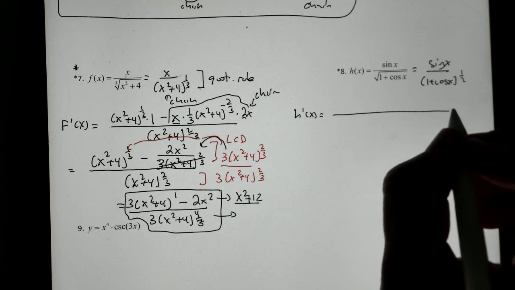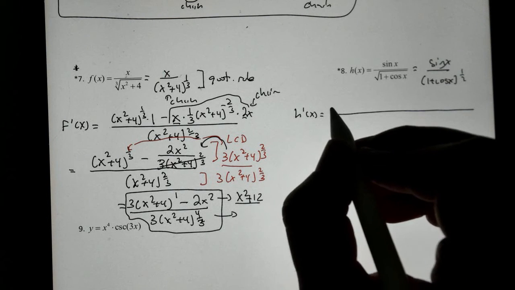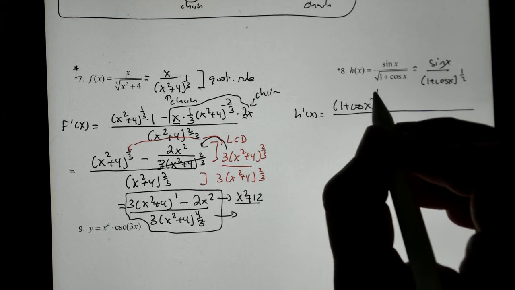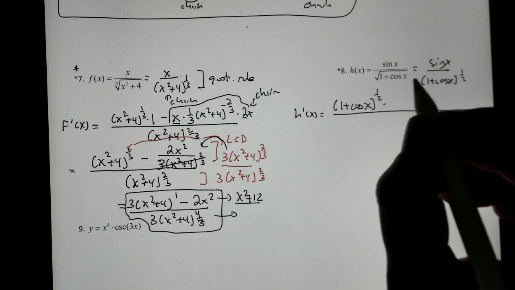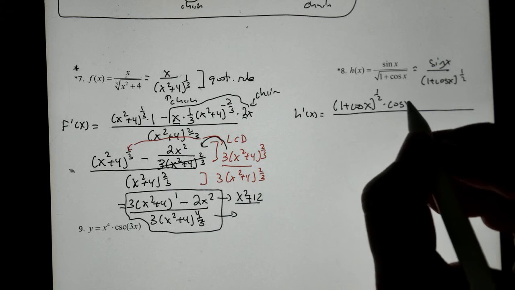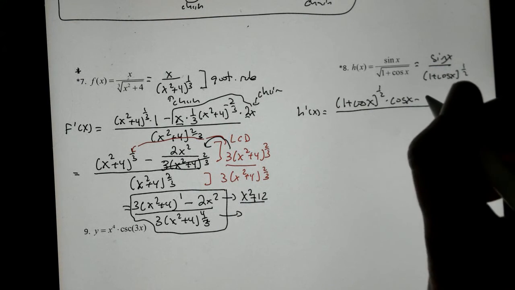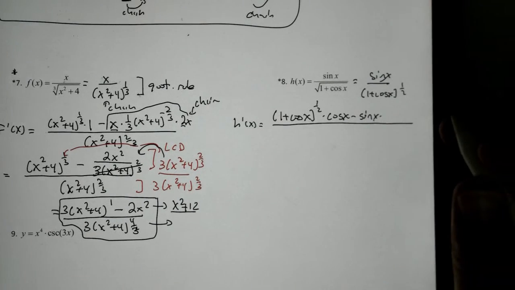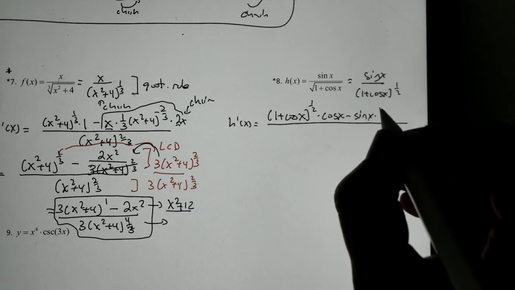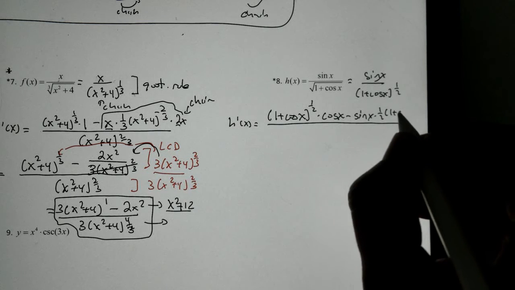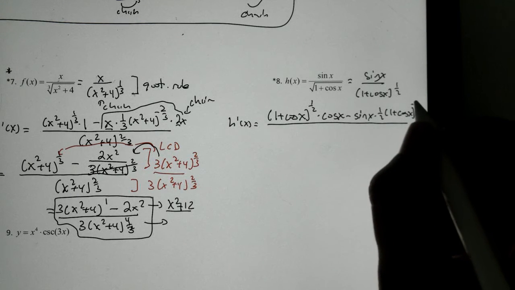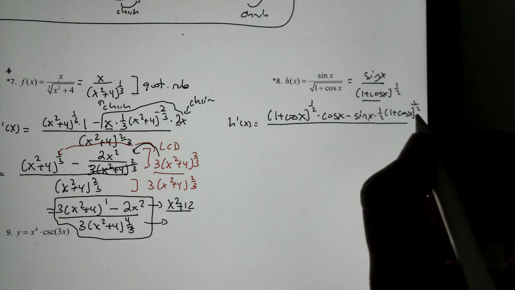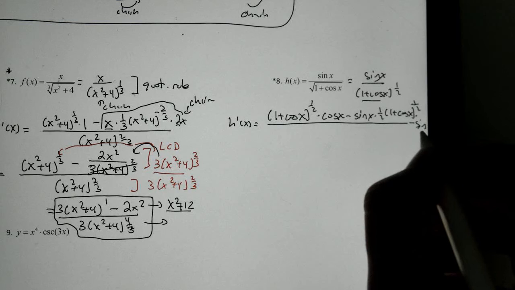our rule says take the bottom function. That's this 1 plus the cosine of x to the 1/2 times the derivative of the top, which is just cosine of x, minus the top sine of x. And now I got to take the derivative of the bottom, and this is where it gets pretty ugly here. Ready? We get 1/2, 1 plus cosine of x to the negative 1/2. But it's a chain rule. I got to multiply that now by a negative sine of x.